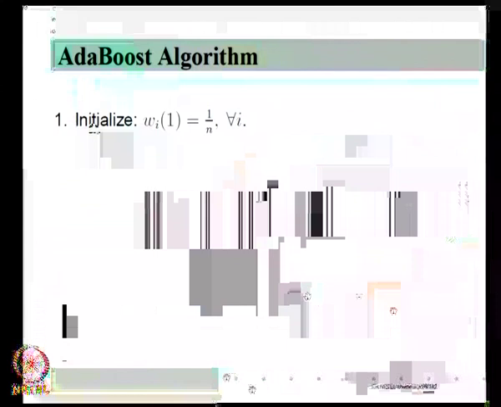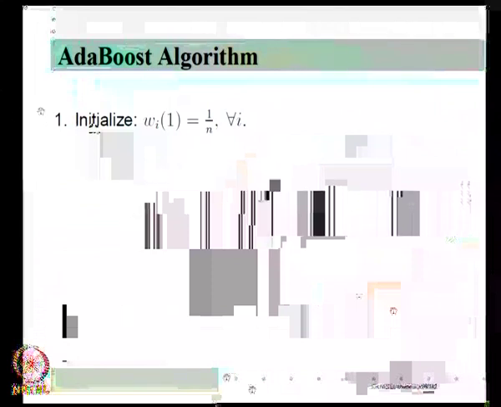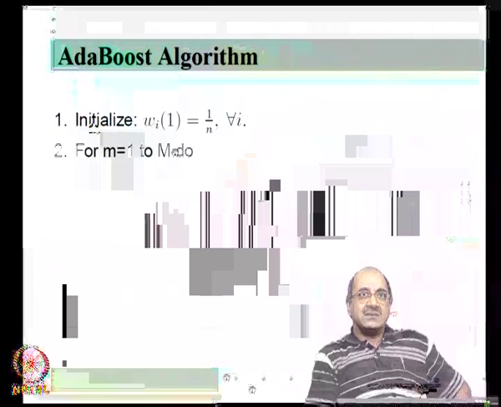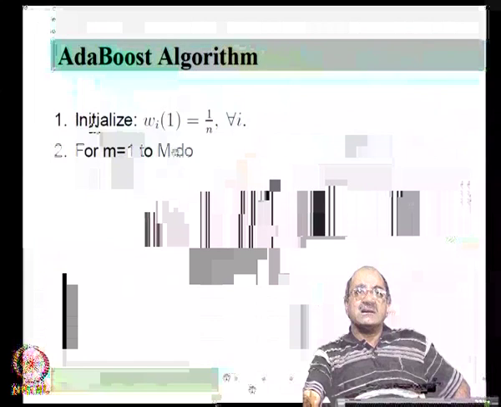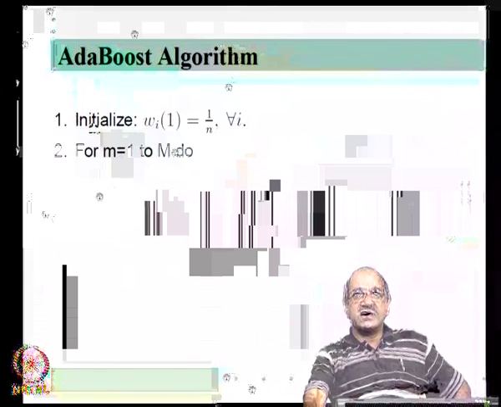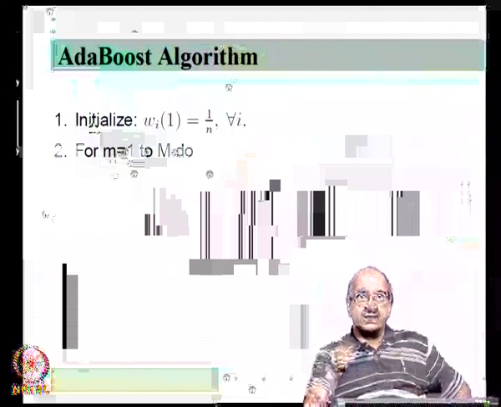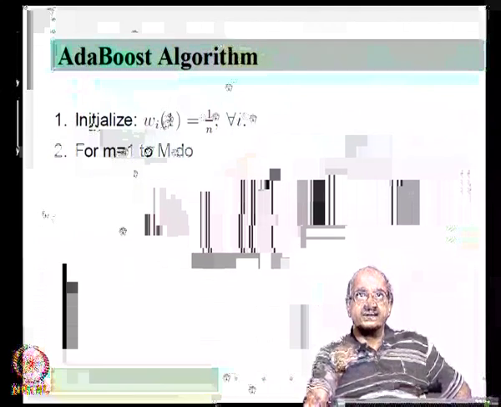So, let us consider the algorithm. To start with, I put weights as 1 by n. In the beginning, there is nothing to choose one data point or other. So, all weights are equal, and as you can see, in the beginning the weights sum to 1. Then it's an iterative procedure. Let us say capital M is the number of iterations, that is, capital M is the total number of classifiers I am going to learn. So, little m is my iteration count.